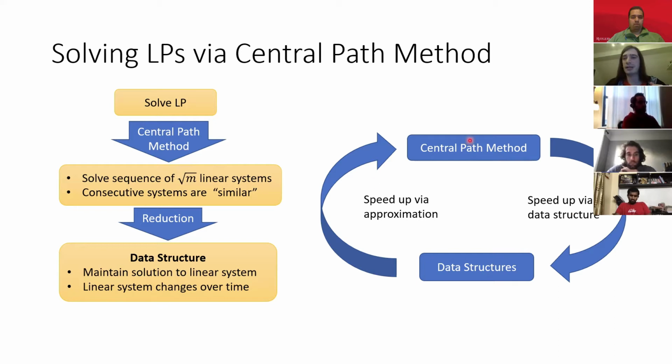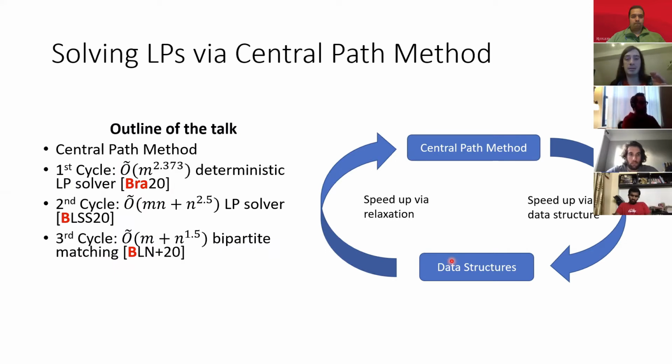And this creates this cyclic feedback loop where whenever you get a research result on one of these ends, like a better data structure or some new insight for the central path method, it automatically motivates research on the other end because you try to exploit these new insights. And this cyclic dependency is kind of what I'm going to talk about. So specifically, my three results that I want to talk about, they are all just one of these cycles.